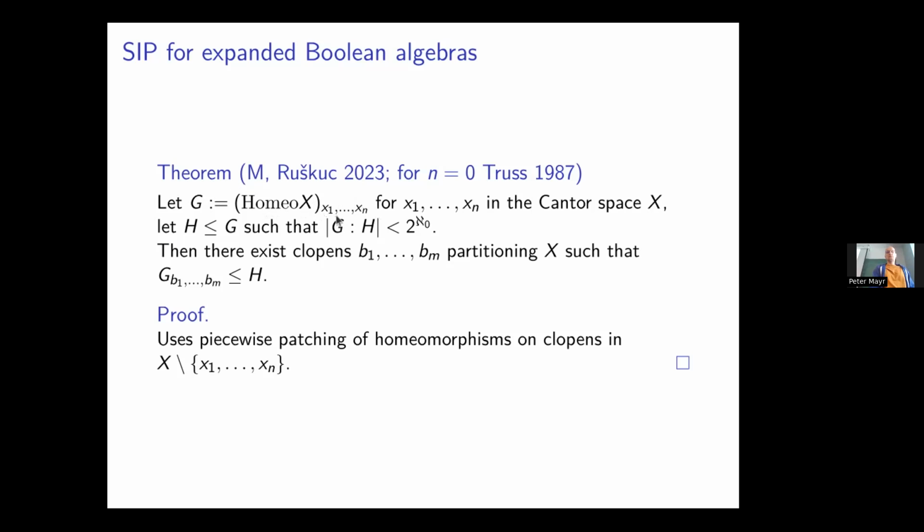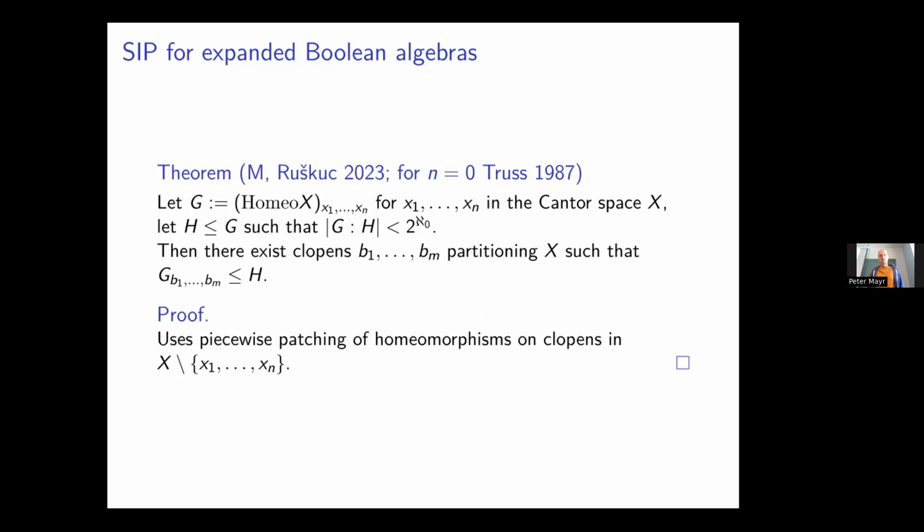Now we just need to follow his proof ideas and show the same thing for a stabilizer of this homeomorphism group. The way this is done is by looking at homeomorphisms of something like the punctured Cantor space, where we remove the points x1 up to xn that we want to filter by, look at the homeomorphisms of this space and somehow patch them together in order to show what we want, that we get this small index property.